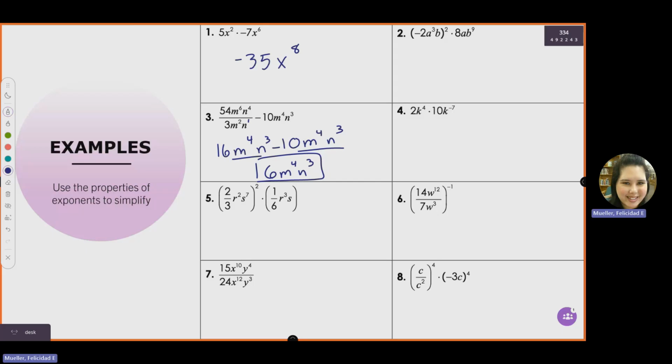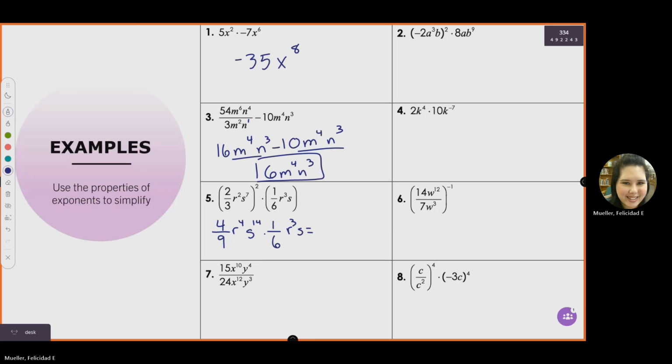I'm going to get rid of this exponent up here first. So 4 over 9, we're going to square. 2 times 2 is 4. 7 times 2 is 14. 1 over 6 r cubed s.